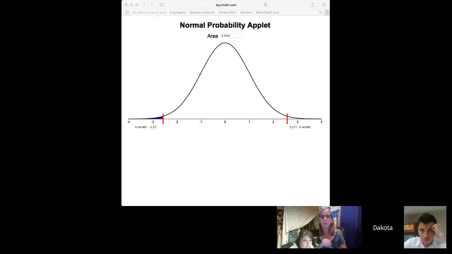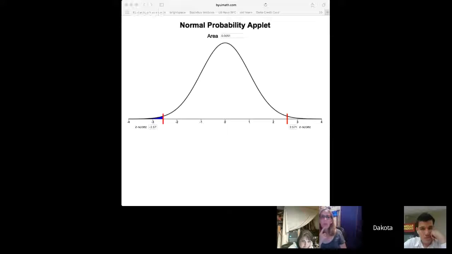So I'm going to share my normal probability applet with you guys so you can kind of follow along with that as soon as I can find it. Where is that thing? Oh, here it is. Okay. So here's my normal probability applet.